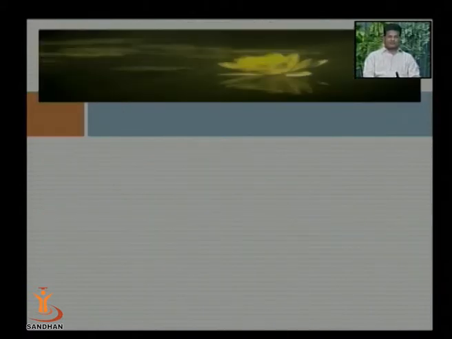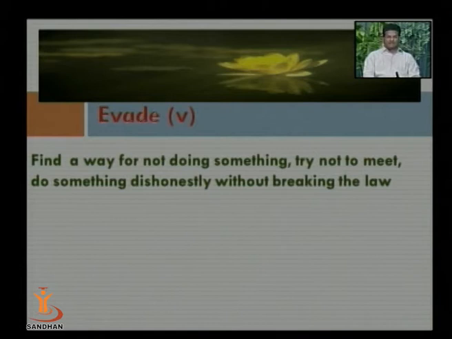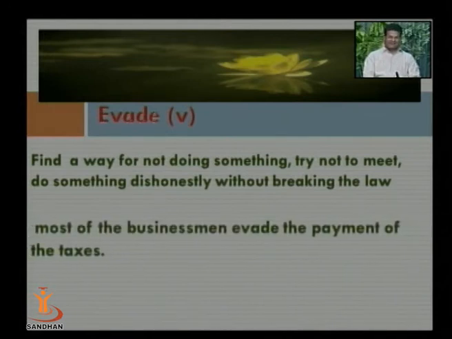Now, second, having a similar meaning, is evade. Find a way of not doing something, try not to meet, do something dishonestly without breaking the law. See, very minute thing. Do something dishonestly, not honestly, but without breaking the law. The action has been done dishonestly, but law has not been broken. Example: most of the businessmen evade the payment of the taxes. This is a very funny thing. Most of the businessmen don't pay the full tax, they evade.